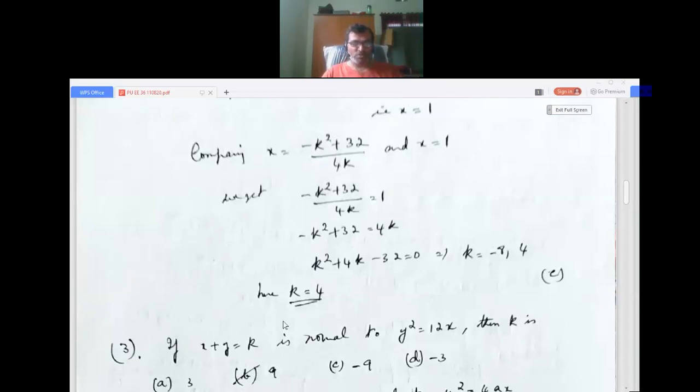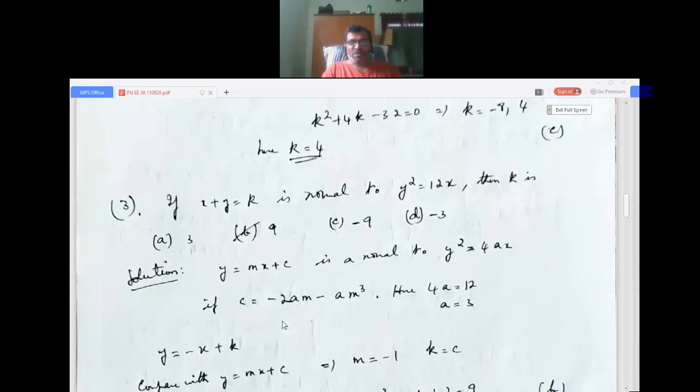Now we go to the next question, that is question number 3. If x plus y is equal to k is normal. See, what is this? I have told you, you have to know the basics. What is normal? So suppose a curve is there. This is the tangent which touches the curve. The line which is perpendicular to the tangent at the point of contact is called the normal. So suppose this is the parabola, this is the line, this is called the tangent.